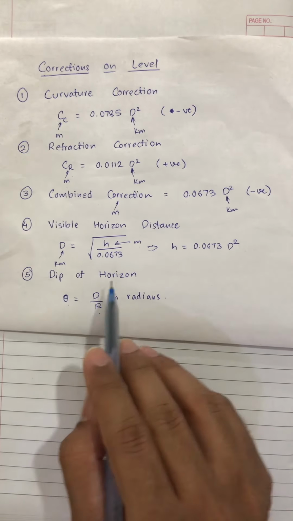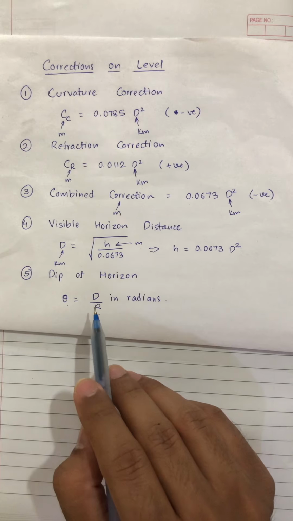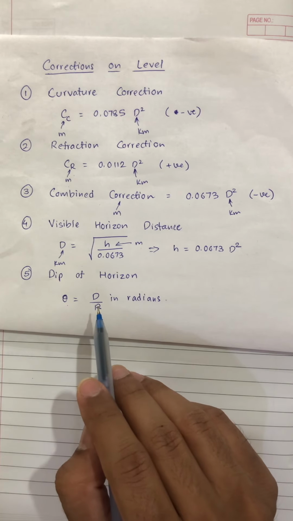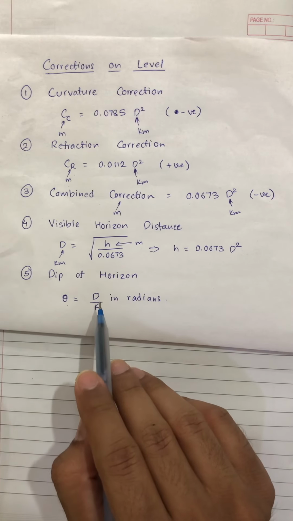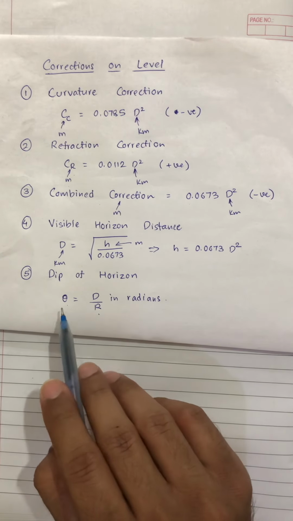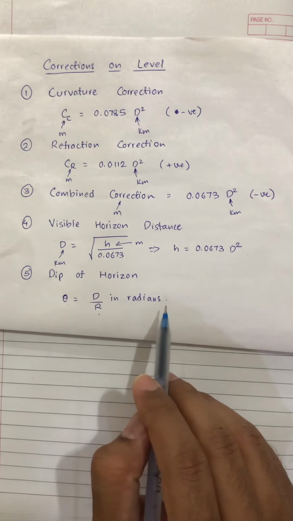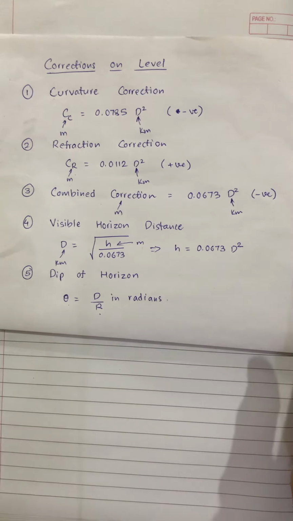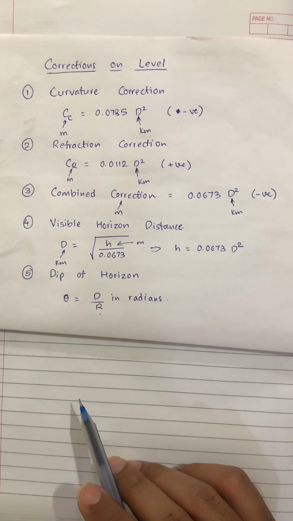Then there is the dip of horizon, where theta is equal to d by r. This theta is actually the dip of the horizon, and it is given as d by r, and the value of theta comes out in radians. So based on these formulas, let us solve some numericals.